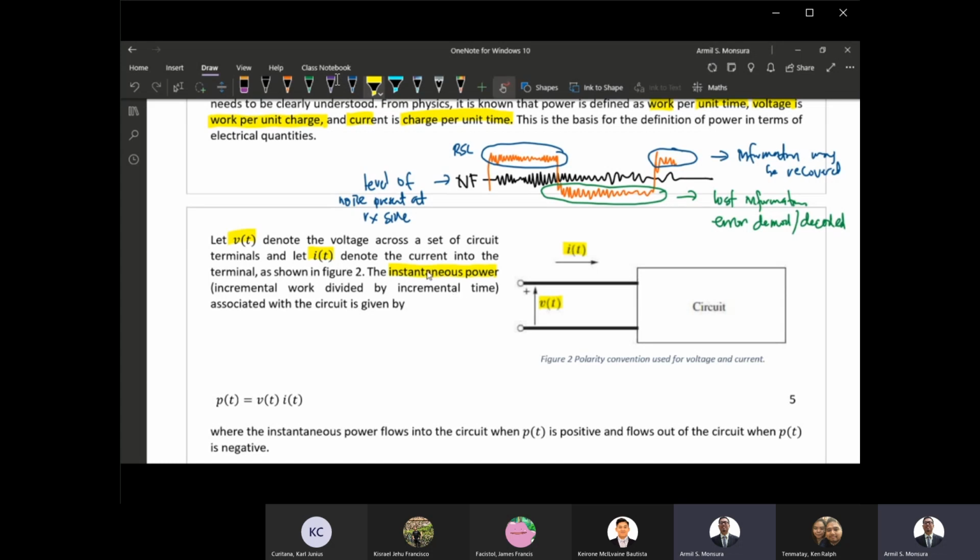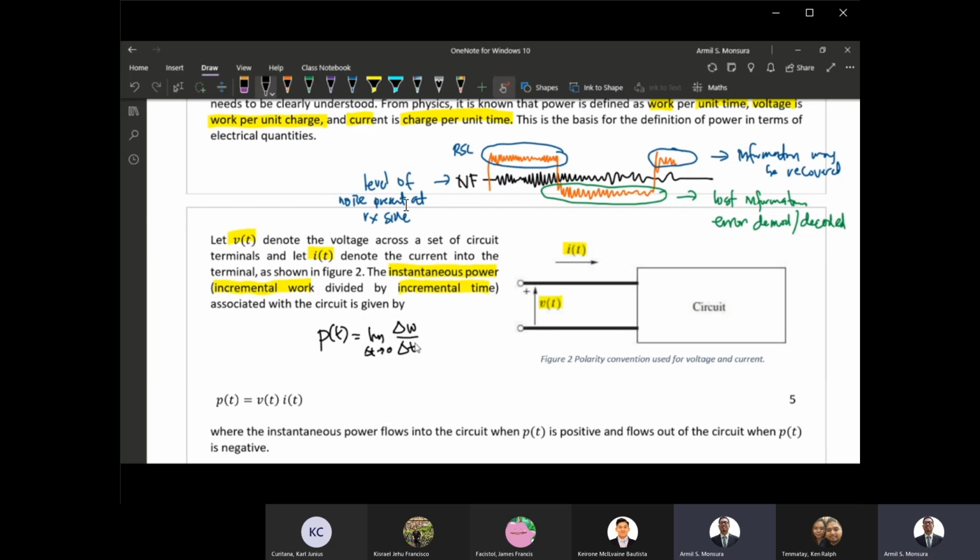Or in other words, instantaneous power also means incremental work divided by incremental time. So in mathematical terms, the instantaneous power is essentially your delta work divided by delta time, or the limit of delta work over delta time as delta time approaches zero. So that's the instantaneous power.